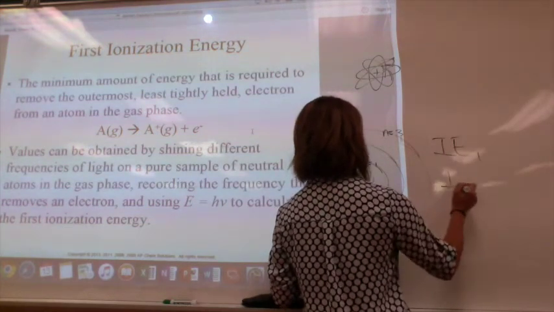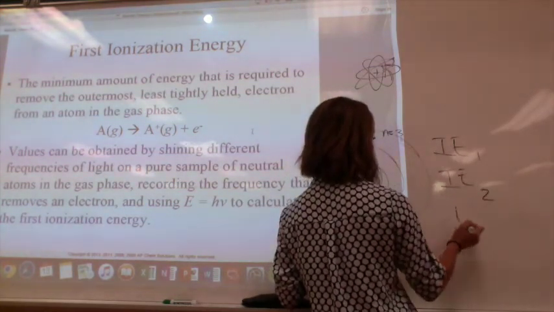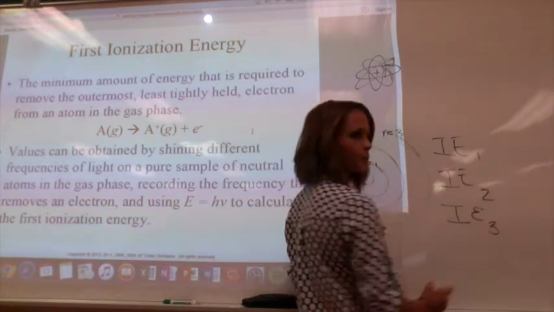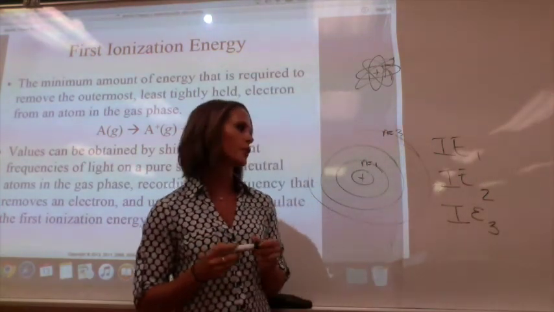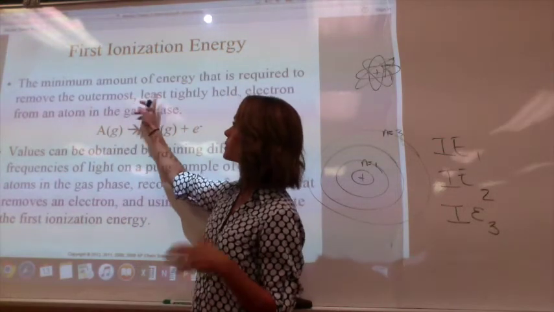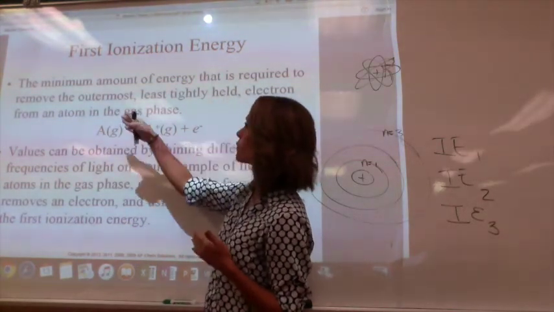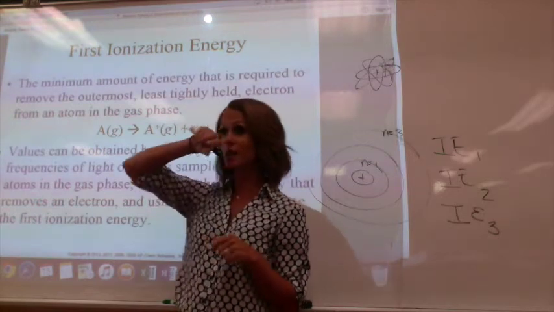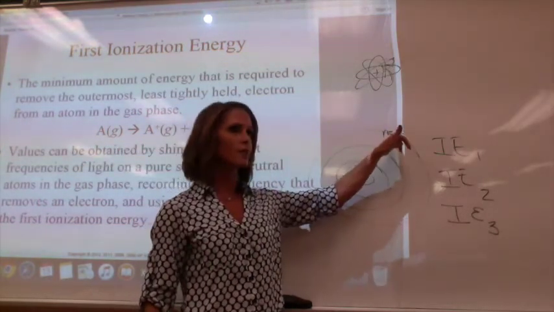IE1, IE2, IE3. And so forth. So what am I referring to when I say 2 and 3? Ionization energy is the minimum amount of energy that is required to remove the outermost electron, the least tightly held electron, the valence electron, the one that's in the outside shell.